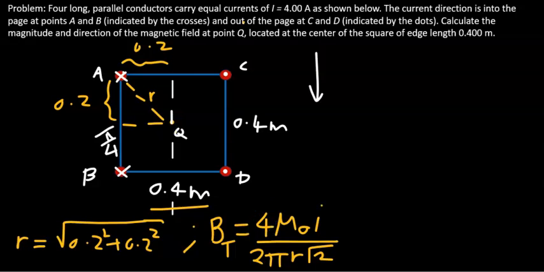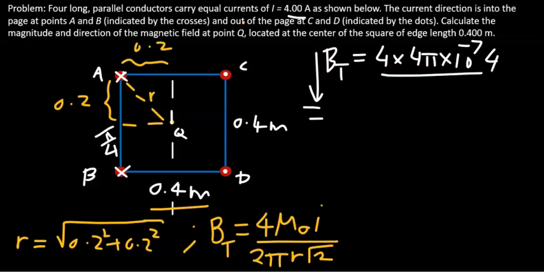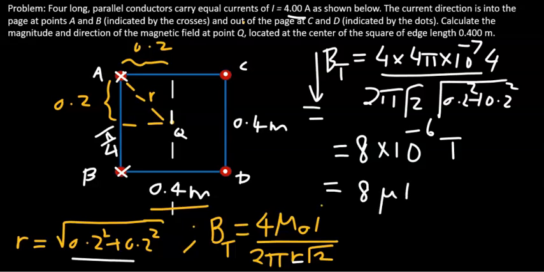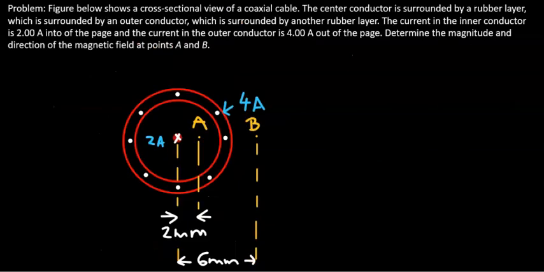So now let's put in the numbers. The total magnetic field at point Q is in this direction, namely downward. The magnitude is given by 4 times mu naught. Mu naught is 4 pi times 10 to the power minus 7. The current for each is 4 ampere. Divide by 2 pi square root 2, and r is given by square root of 0.2 squared plus 0.2 squared. And the answer is 8 times 10 to the power minus 6 Tesla, or simply 8 microtesla. That solves the problem.